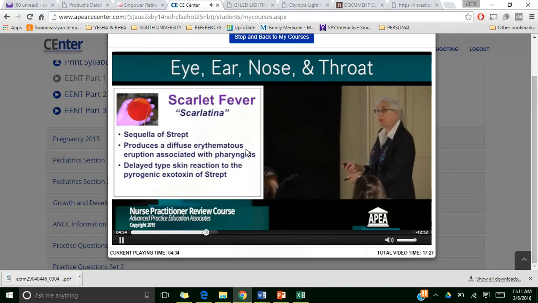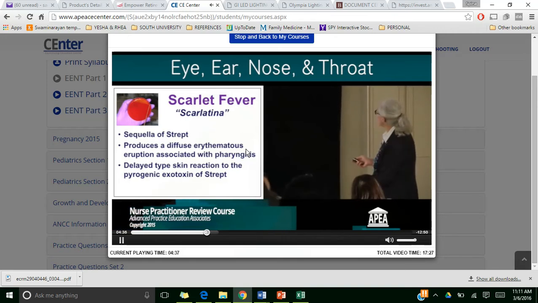Look at this. An adult patient presents with suspected epiglottitis.